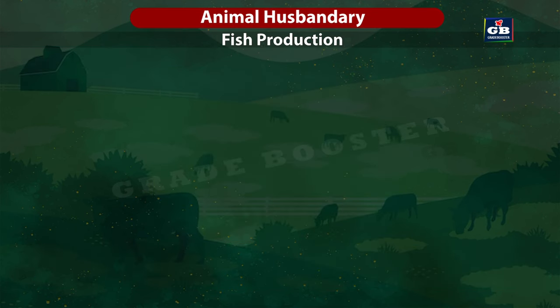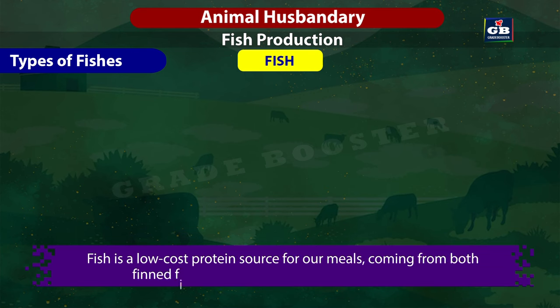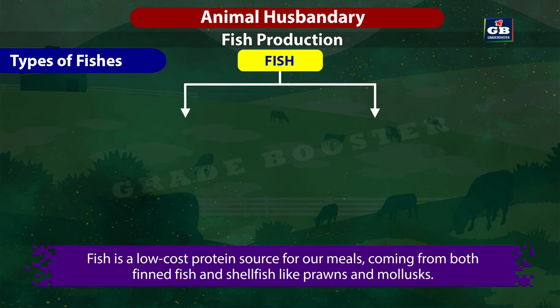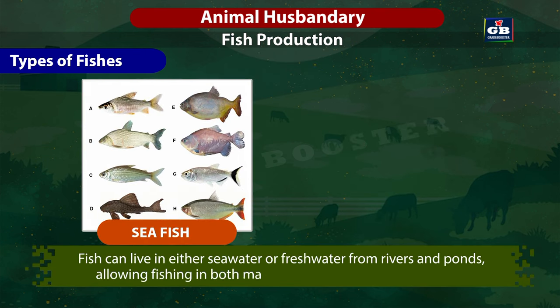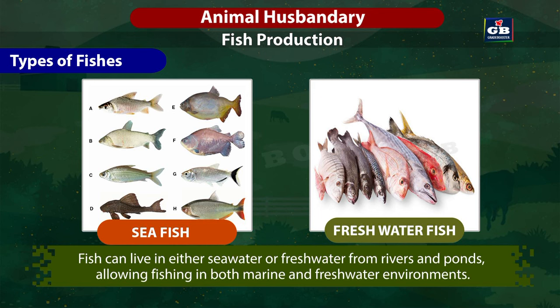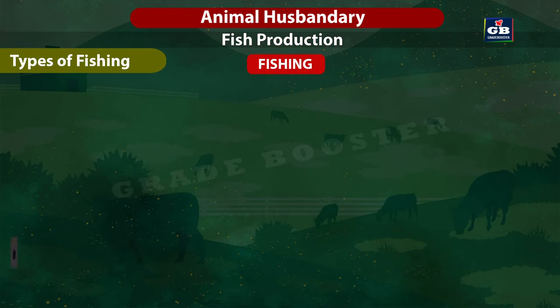Fish production. Fish is a low-cost protein source for our meals, coming from both finned fish and shellfish like prawns and mollusks. Fish can live in either seawater or freshwater from rivers and ponds, allowing fish in both marine and freshwater environments. Fish can be obtained in two ways.